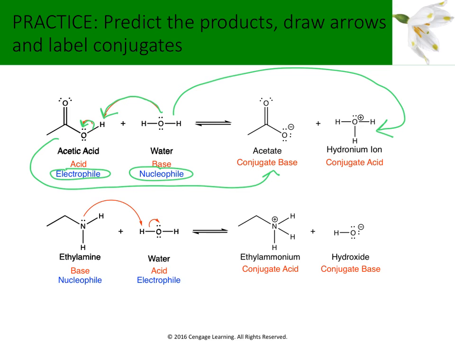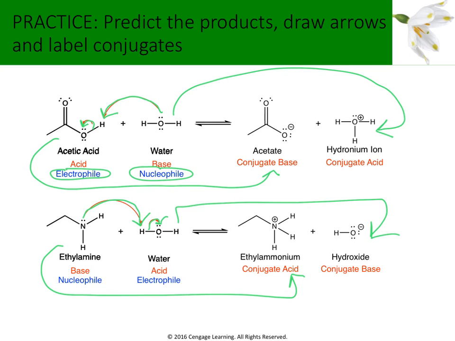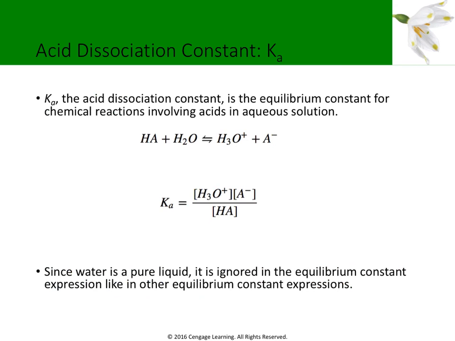In the next example, we show an arrow from the lone pair on the base to the hydrogen atom, and then again we're breaking the bond between the hydrogen atom and the atom it was bonded to. And then when this grabs the proton, it forms its conjugate acid, and when water loses its proton, it forms the conjugate base.